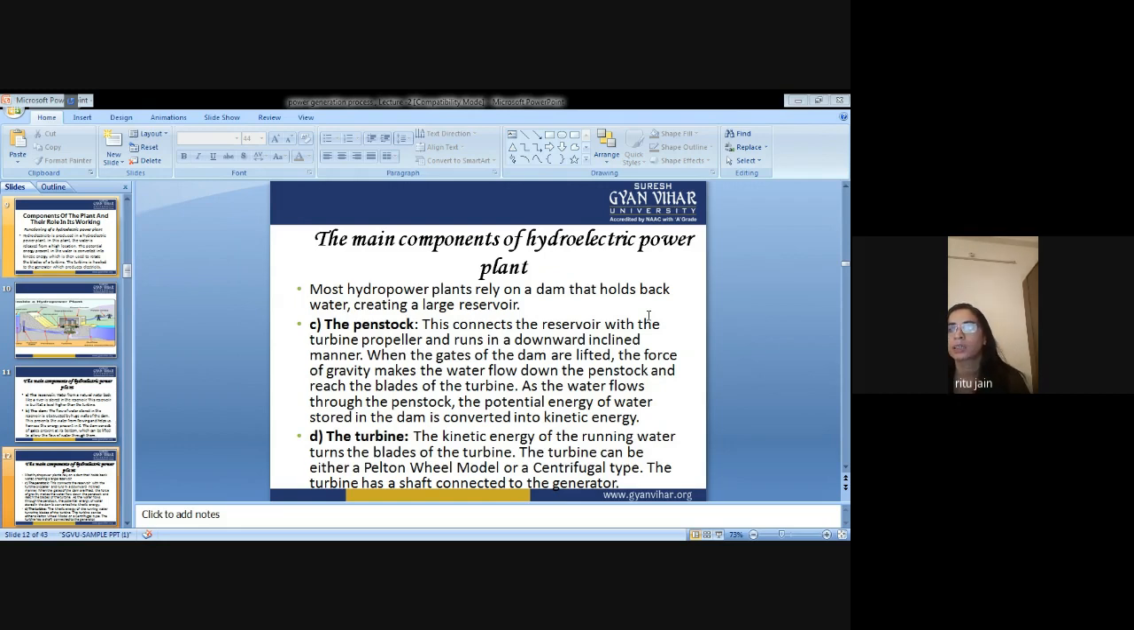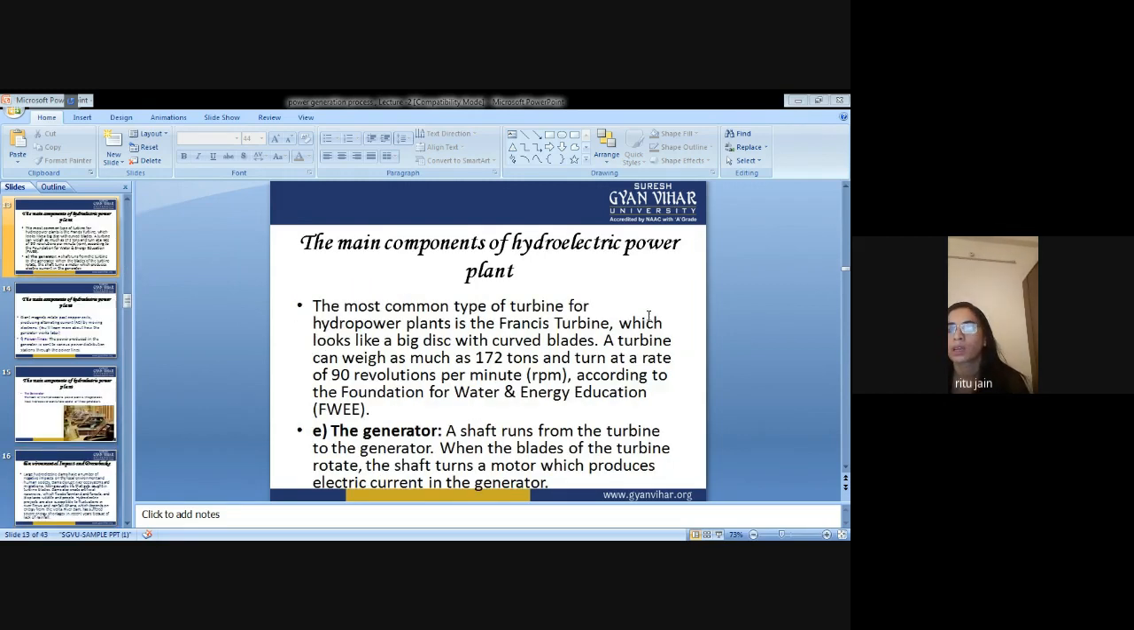So the kinetic energy of the running water turns the blades of the turbine. The turbine can be either a Pelton wheel model or a centrifugal type. The turbine has a shaft connected to the generator. The main components of a hydroelectric power plant.